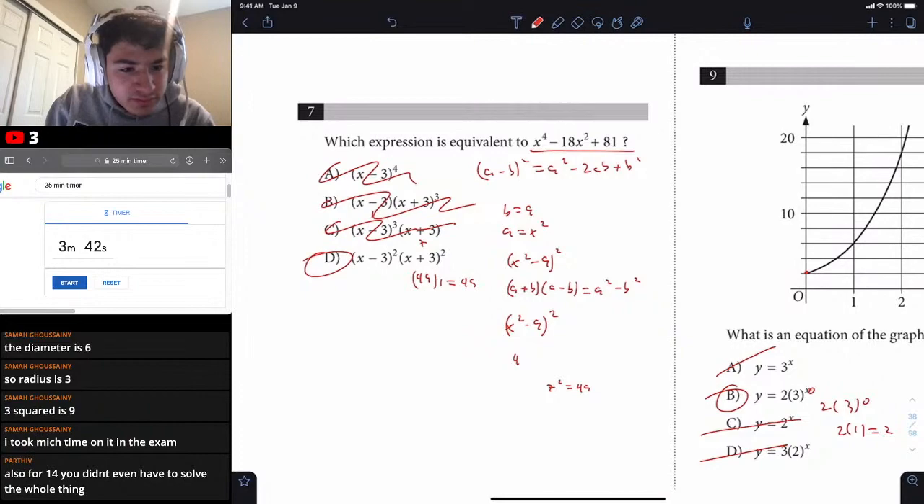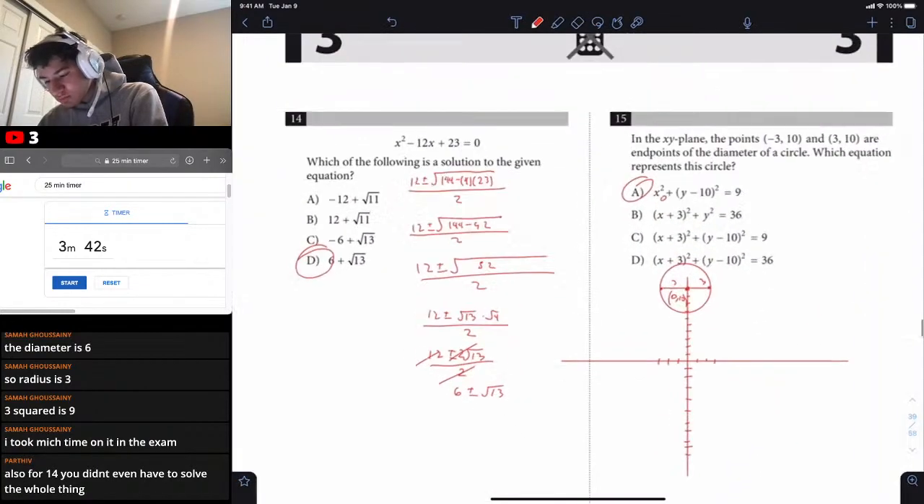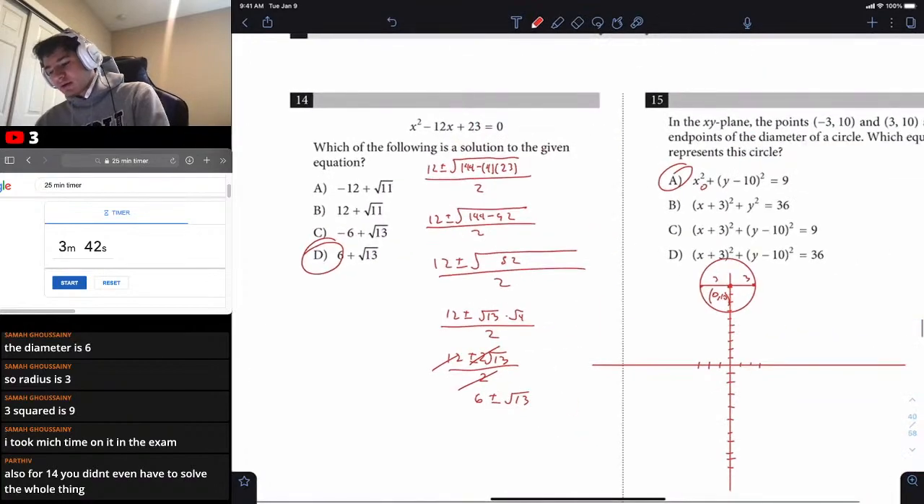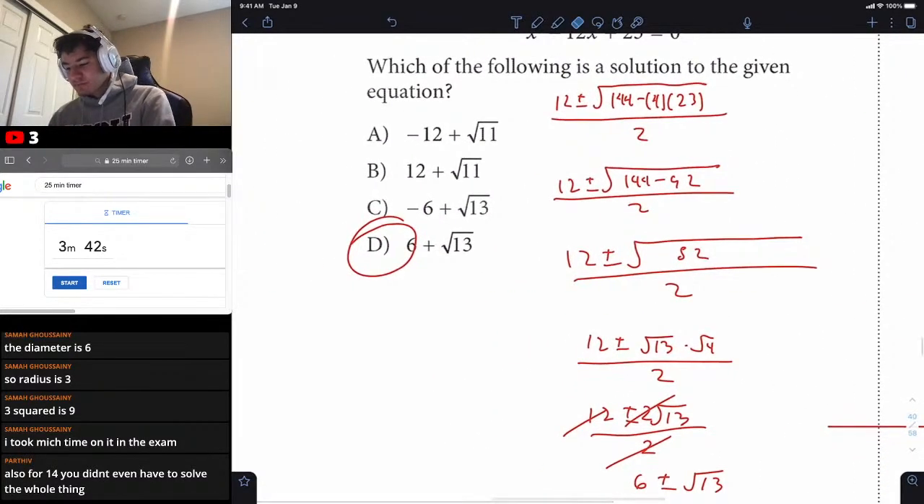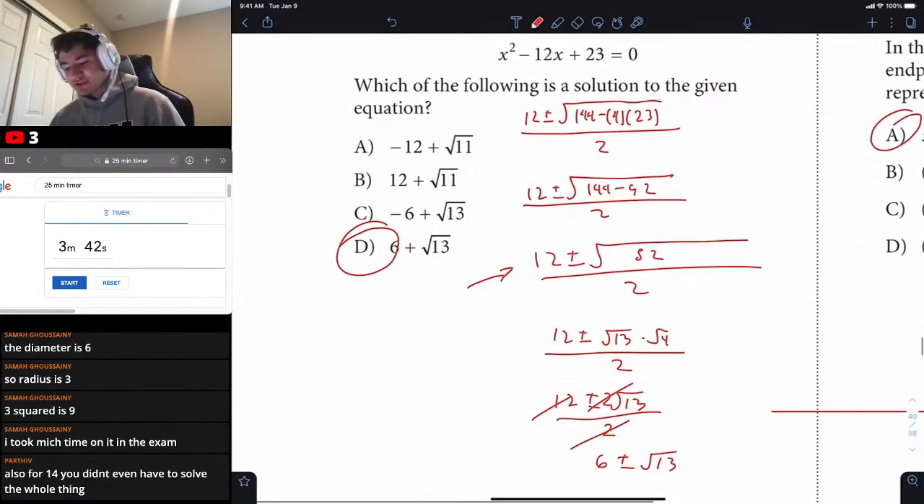Diameter is 6, so radius is 3, 3 squared is 9. I took much time on it in the exam. Also for 14, you didn't have to solve the whole thing. Which of the following is a solution? Yeah, I just chose to that way people can see my thought process, but I definitely didn't have to. I could have solved it after this step right here, because then I would have known that it was divisible by 2, and then it would have been 6, not negative 6, so D.